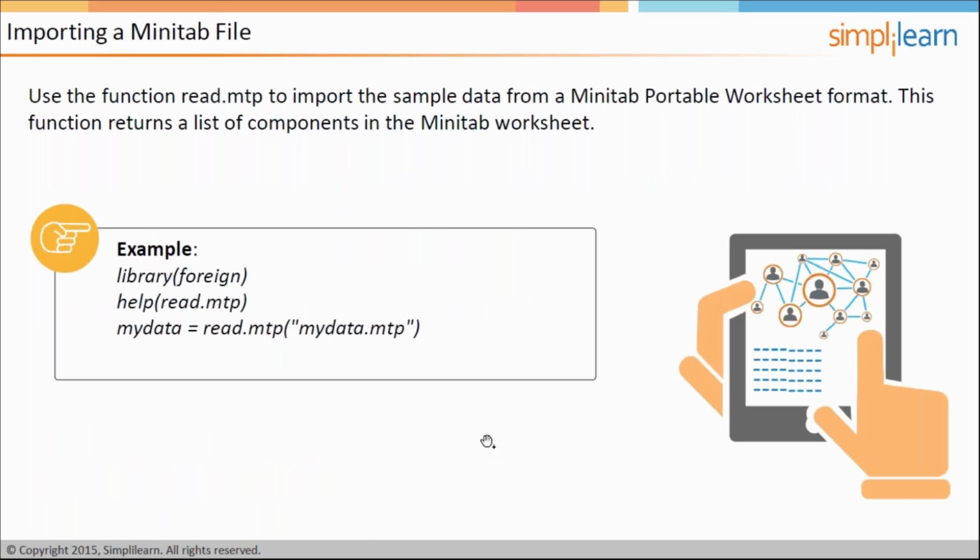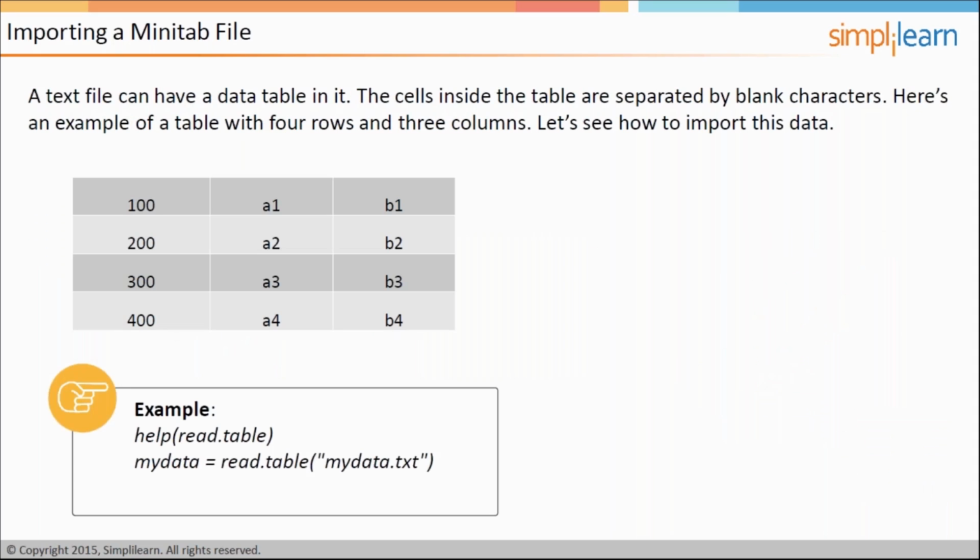In this case, we're loading a Minitab file, and foreign is a package that is probably best to use to load other file types, including Minitab. So that's one that a lot of people like to use. Help read.mtp is Minitab Portable Worksheet, I believe is the abbreviation. And here we're assigning my data equals read.mtp. That's gonna pull in whatever you have in Minitab.